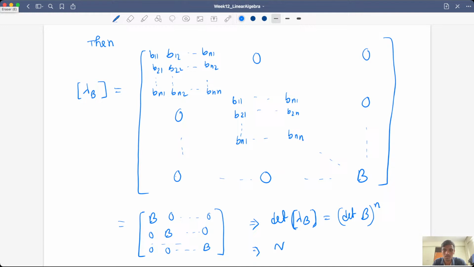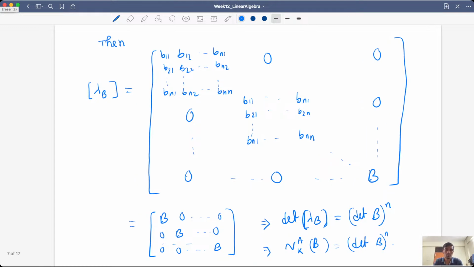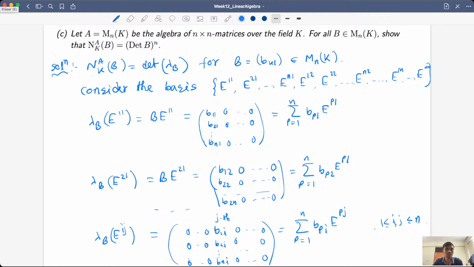So this implies the norm in A_K of B is the determinant of B to the power n. There might be a simpler process to claim this, but for the time being I don't have any simpler case. If I get something, I'll write it in a note and upload it in the description box. Okay, so this is all about the determinant and this thing.